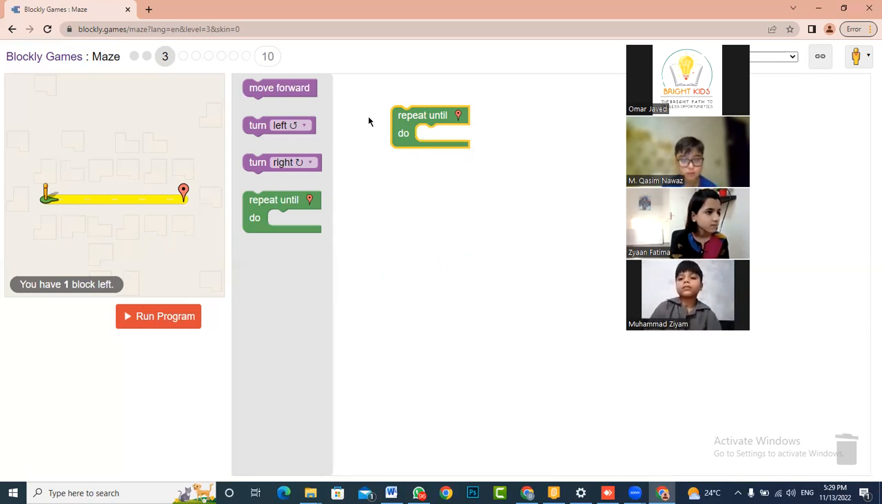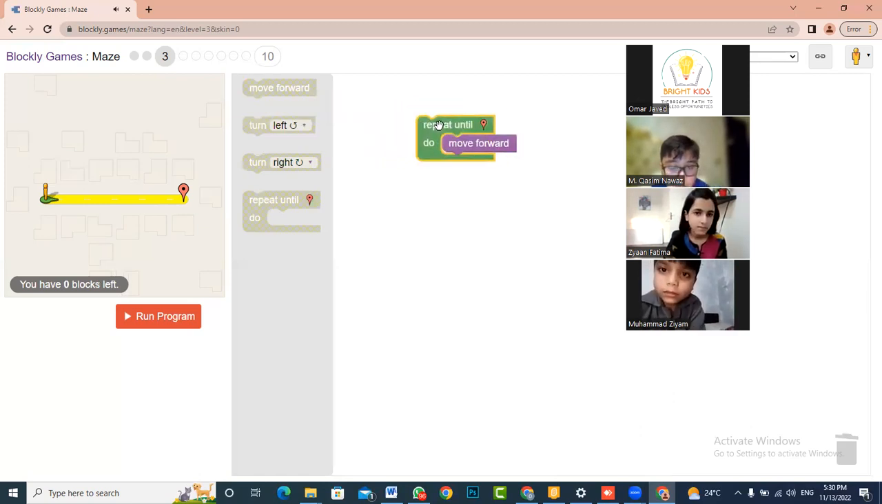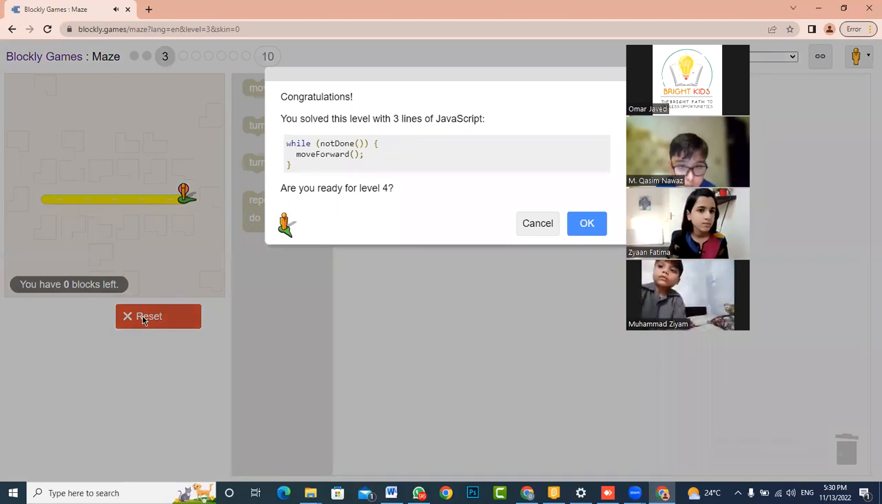Kasim, are you thinking something? Move forward. So if we keep on moving forward, what would happen? We are going to reach this target sometime. So let's say that we just ask our character to move forward and repeat this until it reaches the target. So this way, it's going to keep running, and it's going to reach the target. Okay? Perfectly fine.